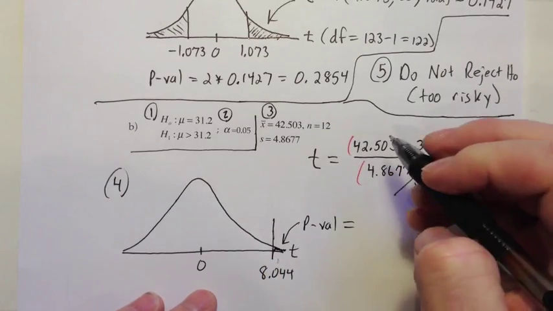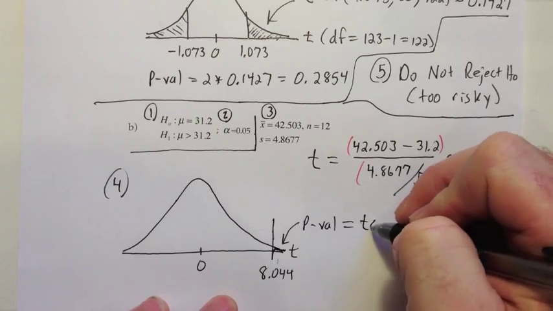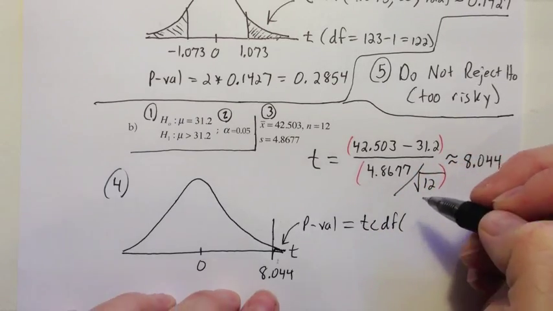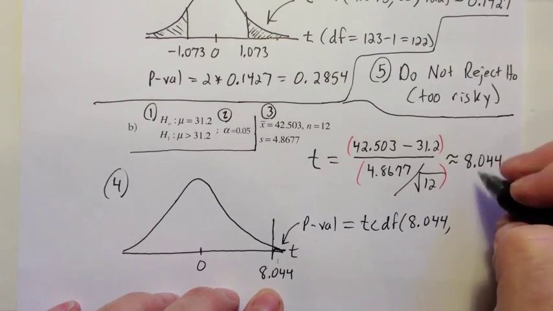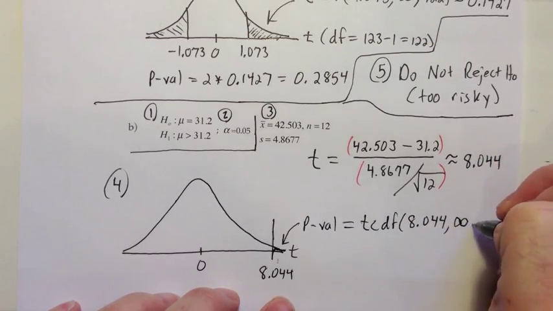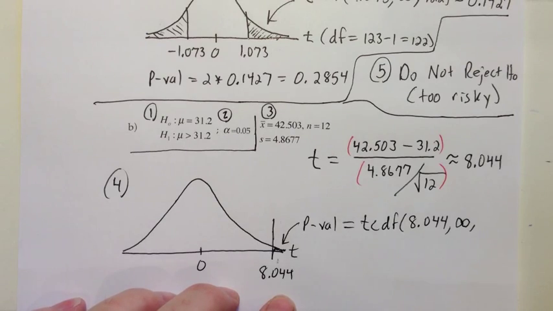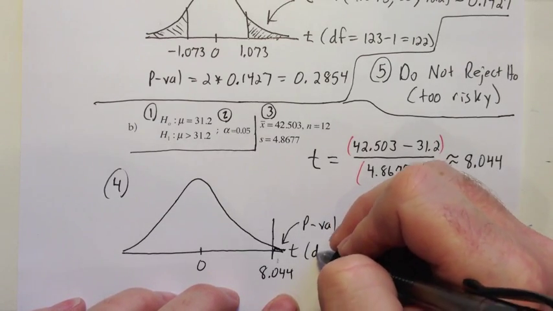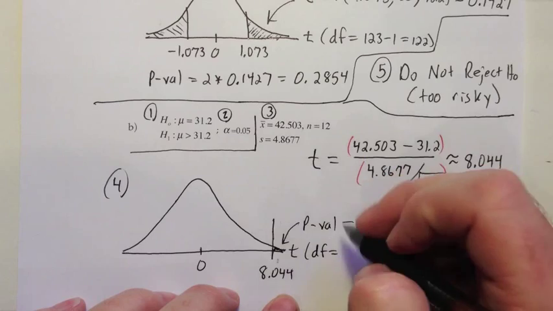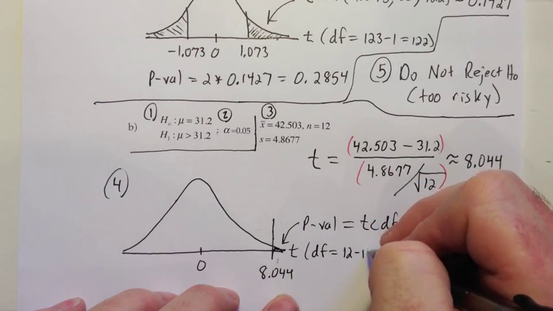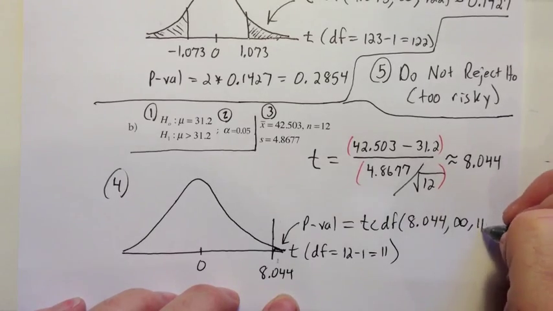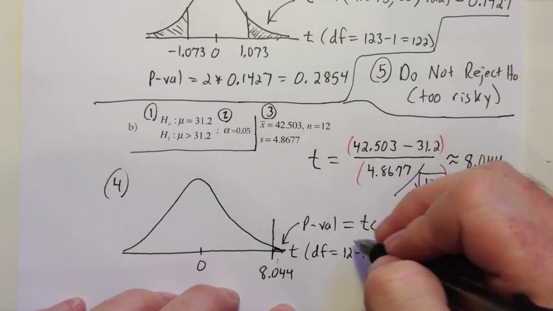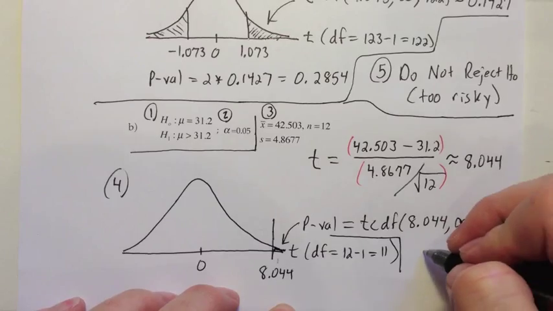And to calculate how small is that area really, we would use the tCDF function. We'd do the left boundary of that shaded area, 8.044, the right boundary, which there's not one, so that would be infinity, and then we would put on the df. And for this one, the df is n minus 1, n is 12, so we get 12 minus 1, or 11. So I'm going to add that 11 piece to that for the tCDF.